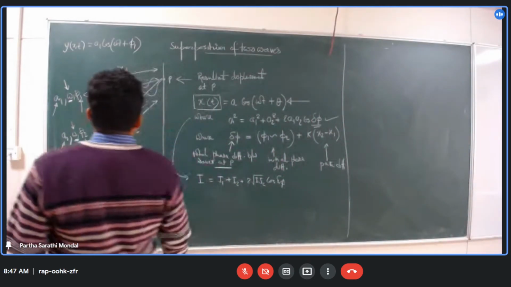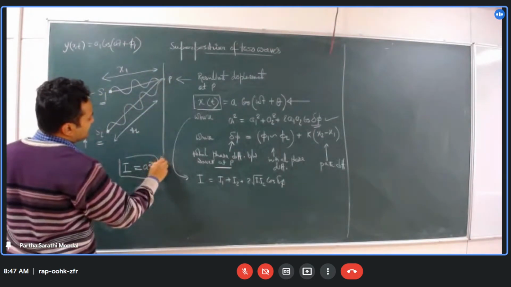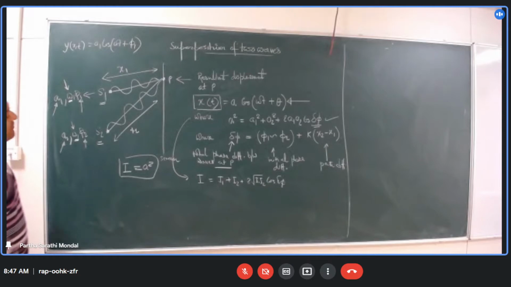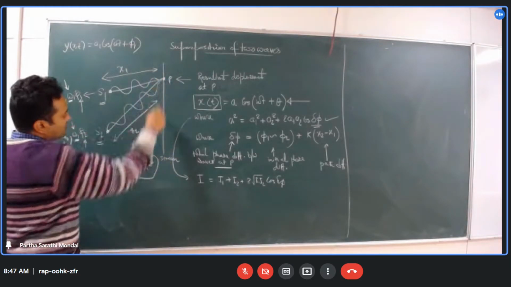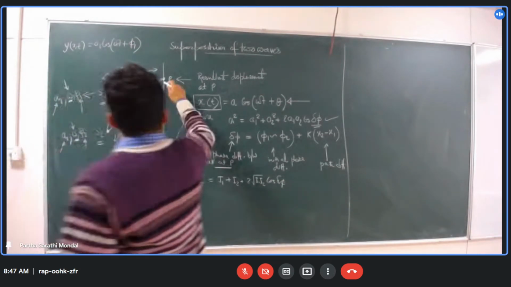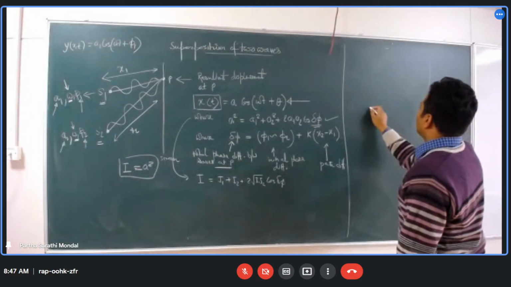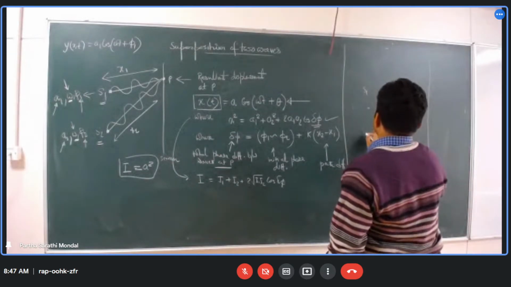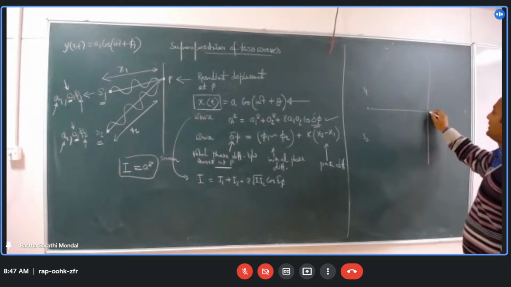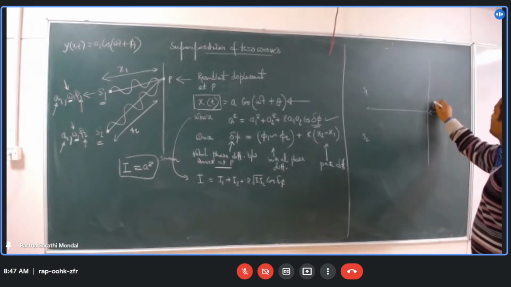Now I'm going to discuss a situation. Suppose we have two sources, S1 and S2, and this is the screen. Now we have a point P here. If I move on the screen from here to here, what will happen? Let's draw it. Let's say this is a screen, and this is the middle point. This is S1 and this is S2. Let's say this is the middle point. Now if I take this point, let's say it is P dot.